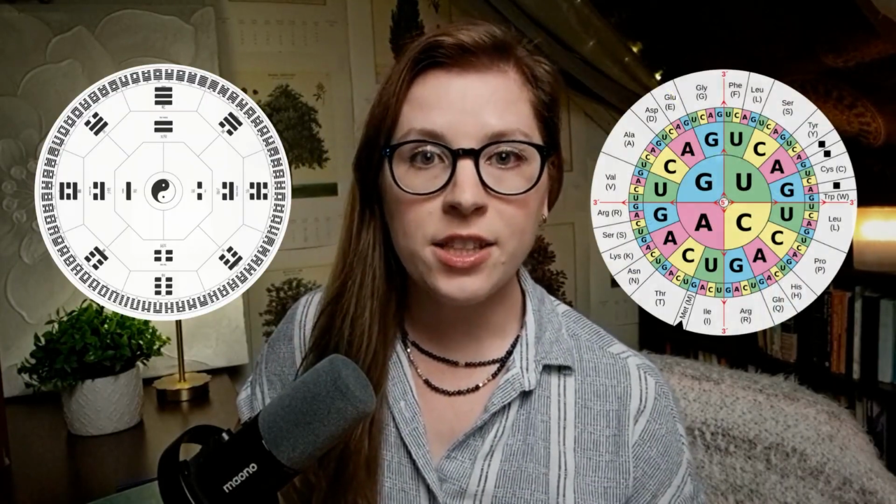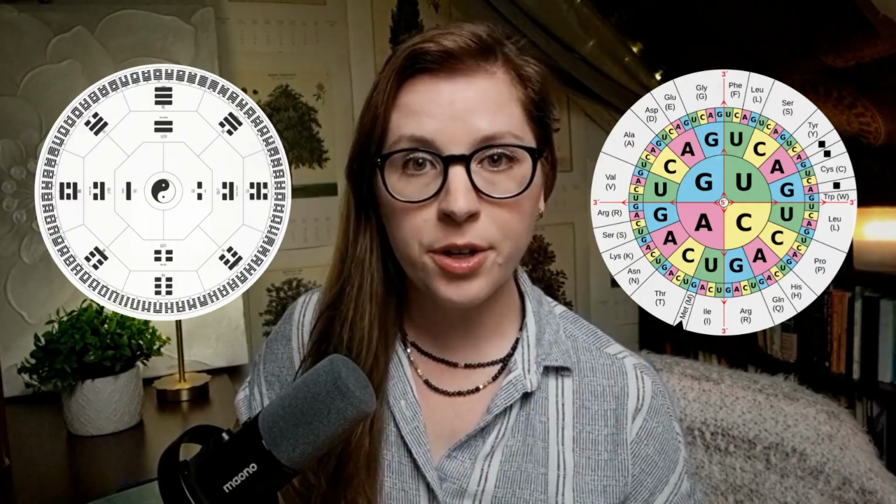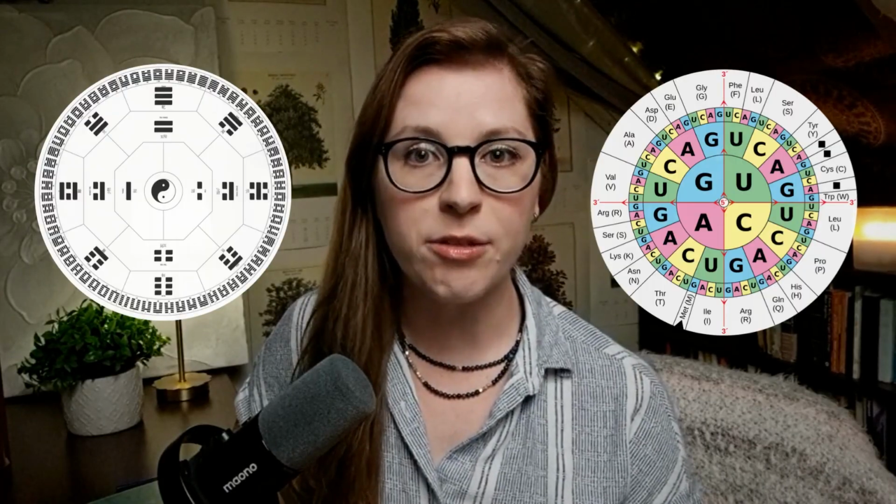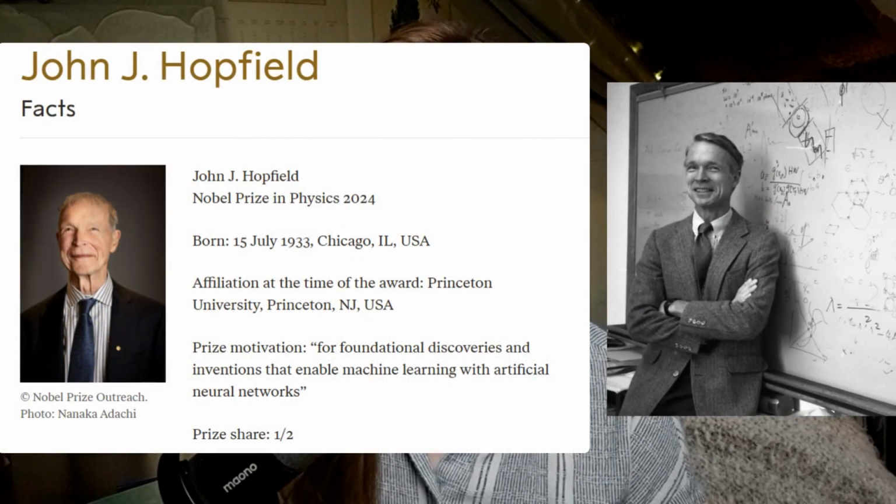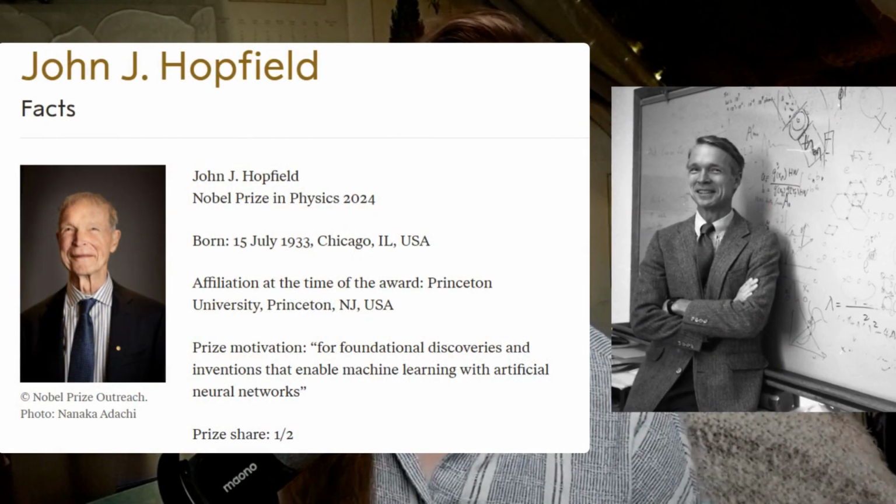There's a structure that keeps coming up. 64 states, a binary, 6 bits. It's in the I Ching, mapped 3,000 years ago, and it's in the genetic code, 64 codons mapping the protein alphabet. And in 1982, John Hopfield used the same architecture to build the first neural network that could store and retrieve memory. He shared the Nobel Prize for it in 2024.